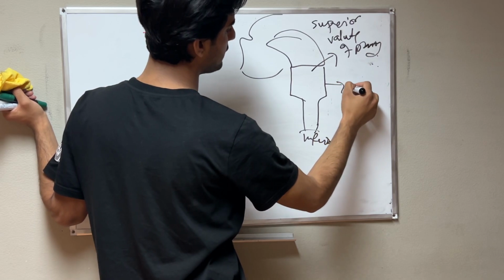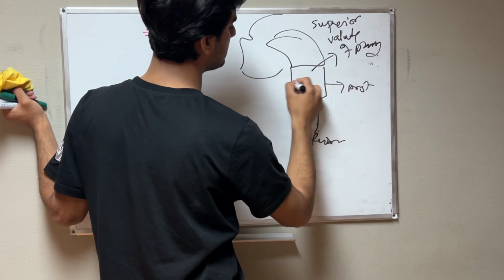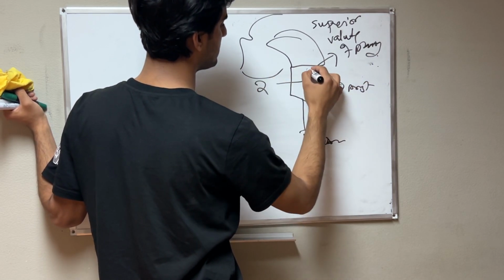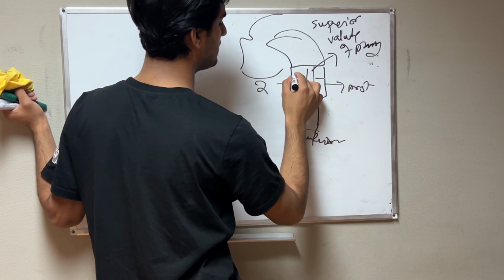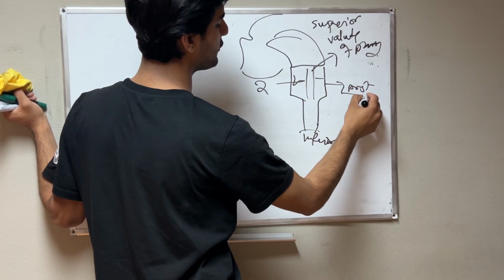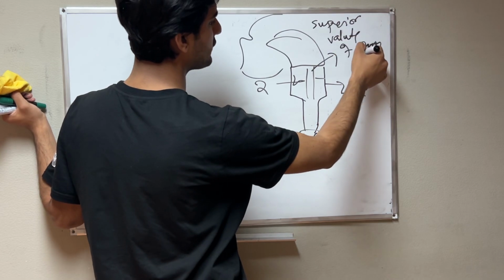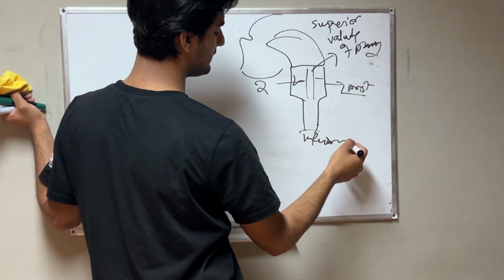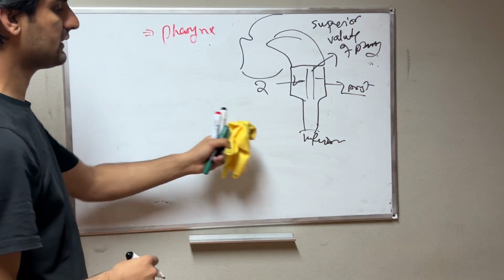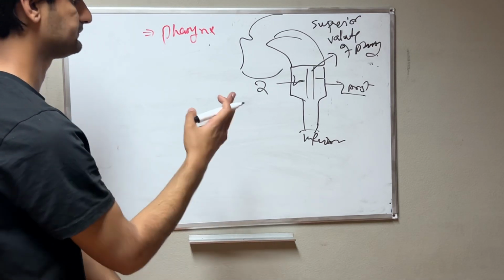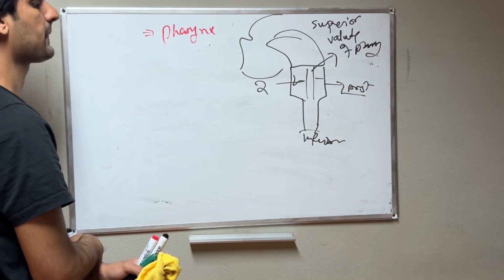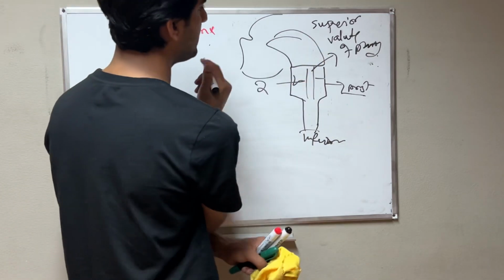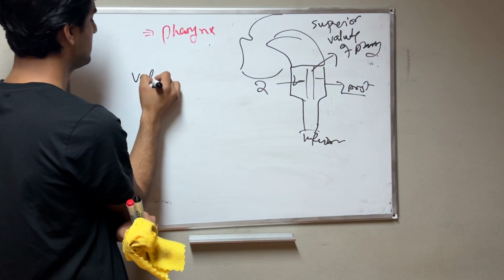and posterior and lateral. We have two lateral walls. This pharynx has two lateral walls, a posterior wall, and a superior wall, where we have the vault of pharynx, and an inferior wall. Inferior, we have the connection with the esophagus.